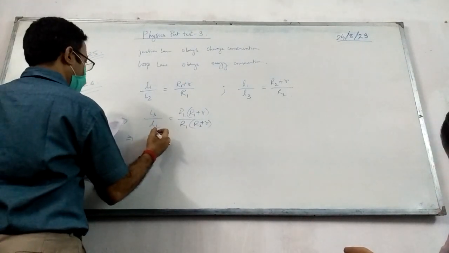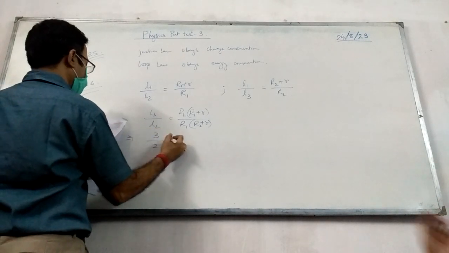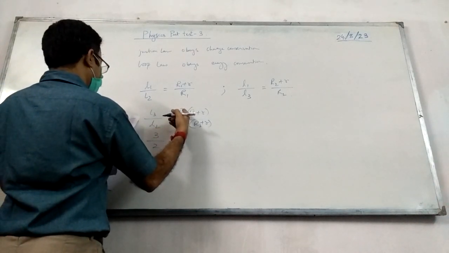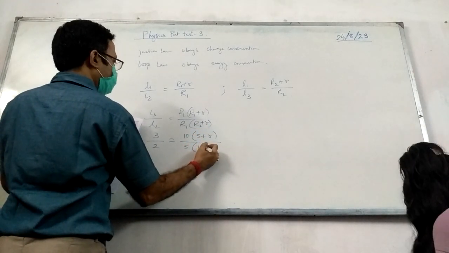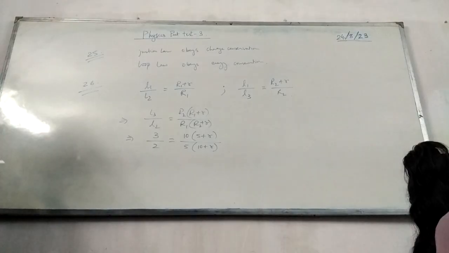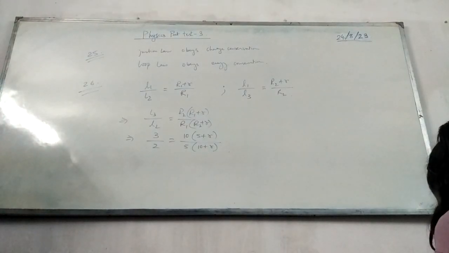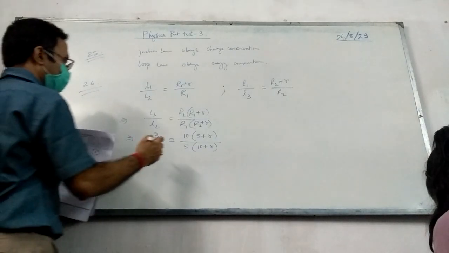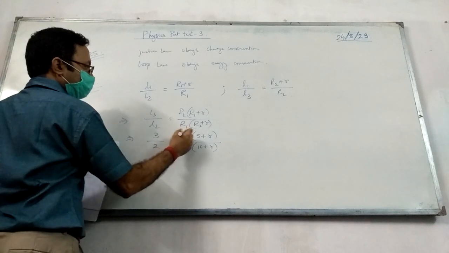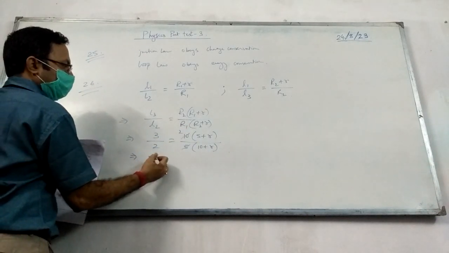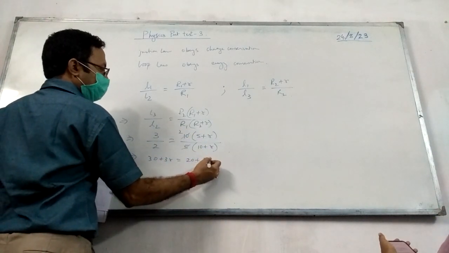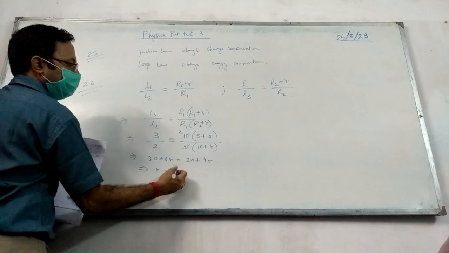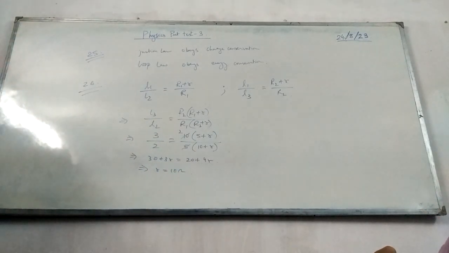So it will be 3 by 2 is equal to 5 plus R by 5 into 10 plus R. Yes. So if you solve this, get the value of R. 30 plus 3R equal to 20 plus 4R. So R is equal to 10 ohms. Clear?